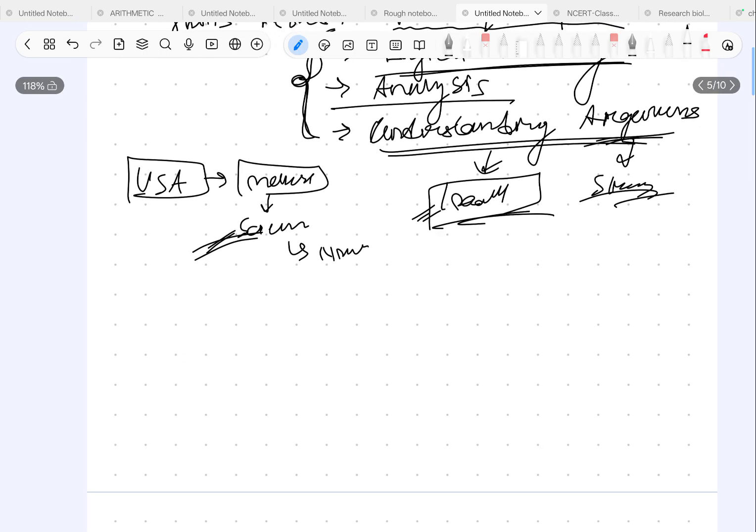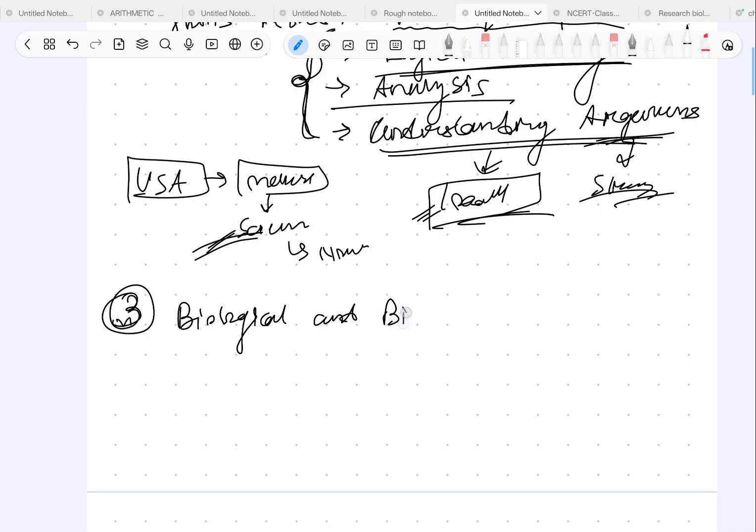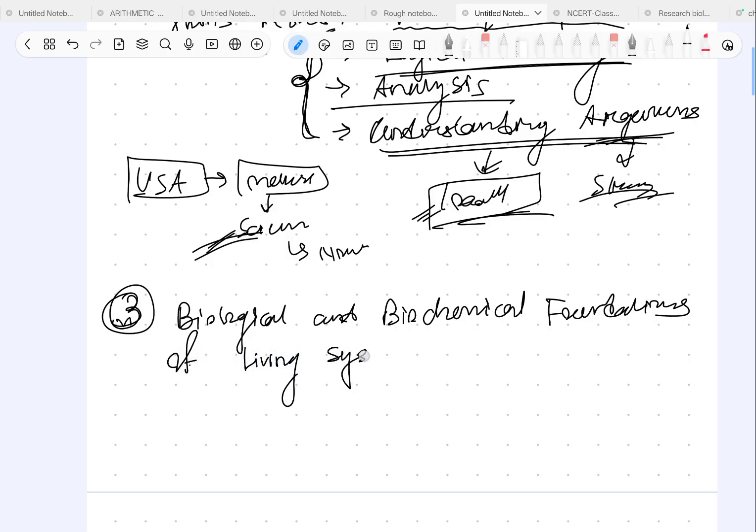So next we will go to the third session. What is the third session? That is biological and biochemical foundations of living systems.